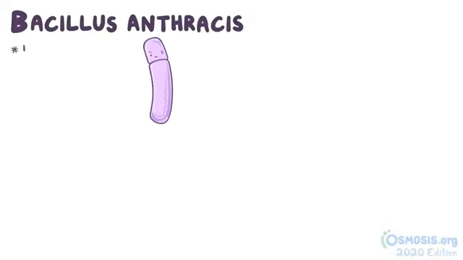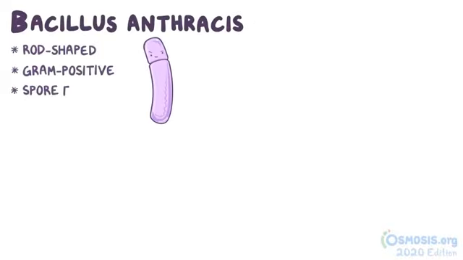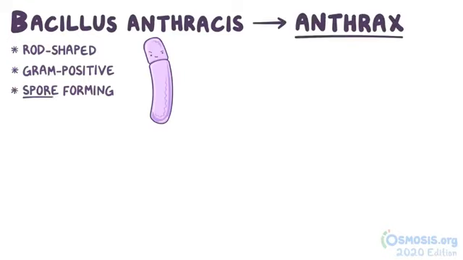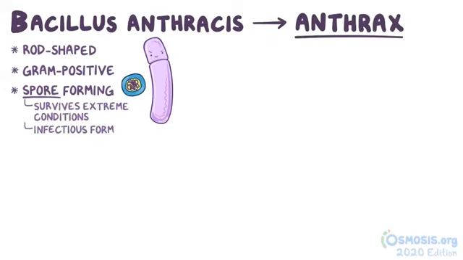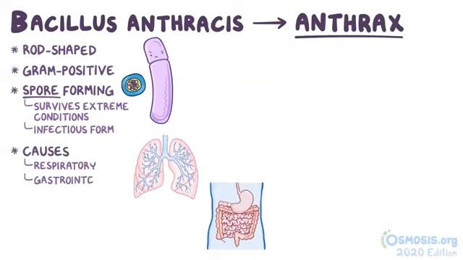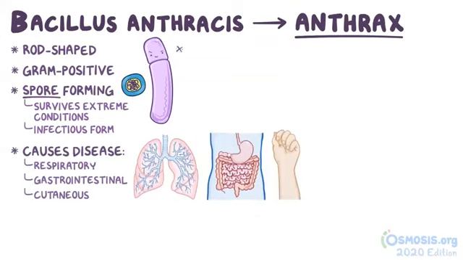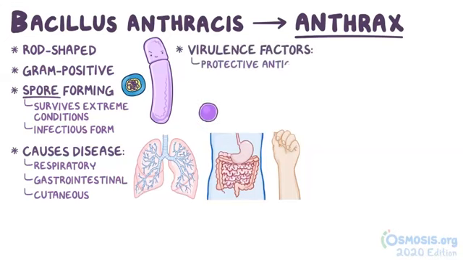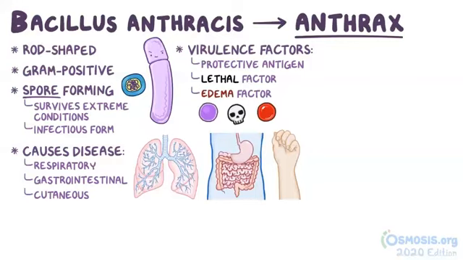Alright, as a quick recap, Bacillus anthracis is a rod-shaped, gram-positive, spore-forming organism that causes a disease called anthrax. The spore form of B. anthracis allows the organism to survive extreme environmental conditions, and it's also the infectious form of the bacterium. B. anthracis causes respiratory, gastrointestinal, or cutaneous disease, using virulence factors like protective antigen, lethal factor, and edema factor. All 3 forms can progress to fulminant disseminated anthrax.